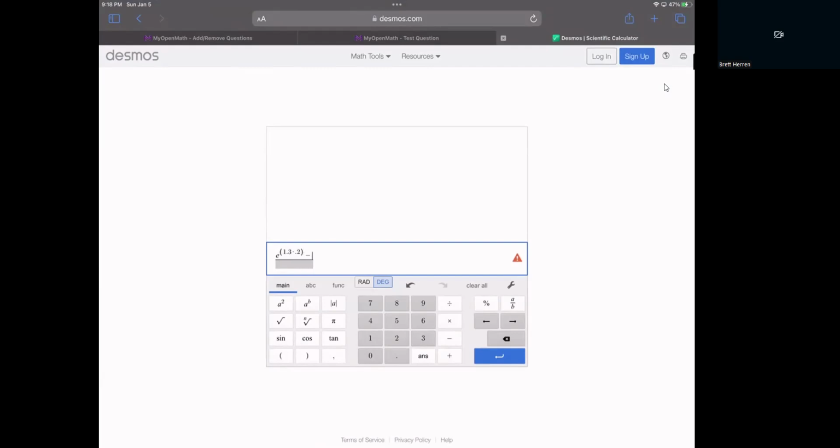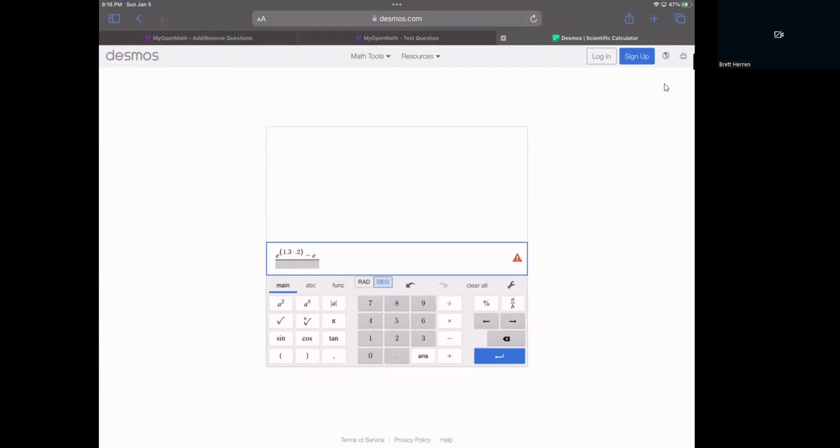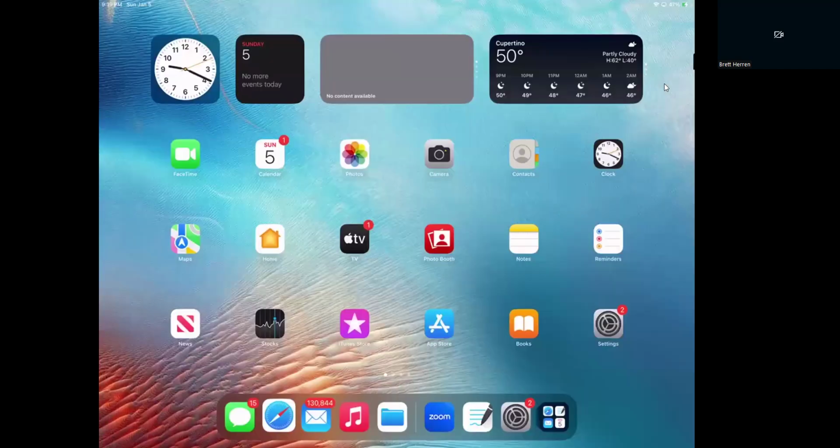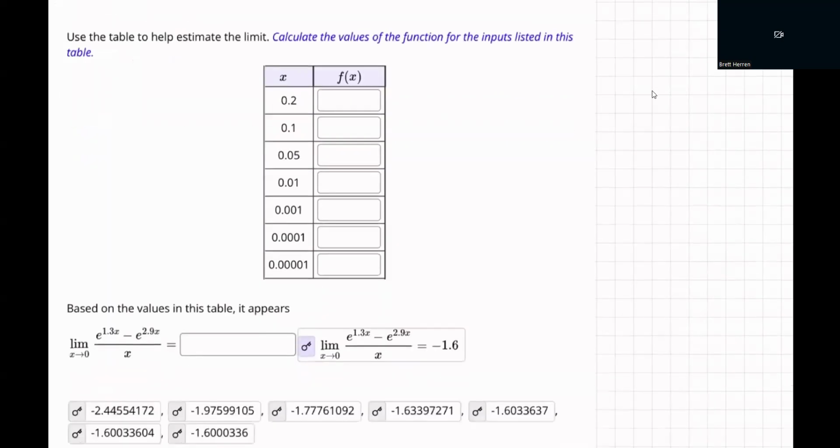Minus E, back to function, E, to the power. Hit the power button. Do parentheses 2.9 multiplied by 0.2. And then on the bottom, just the 0.2. Did I have that right? I can't remember. Was it 0.2? Yeah, it was 0.2. What is the first answer?